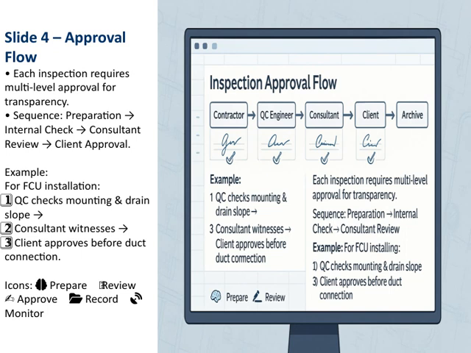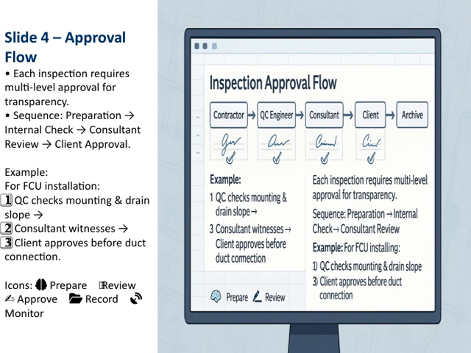Now, let's take a closer look at the approval flow for each inspection. To ensure full transparency and quality control, every inspection goes through multiple levels of approval. This structured process helps us catch any issues early and keeps everyone on the same page. The typical sequence starts with preparation, where we get everything ready for inspection. Next is the internal check, where our team reviews the work to ensure it meets our standards. After that, the consultant reviews the work, providing an expert opinion. Finally, the client gives their approval before we proceed to the next step.